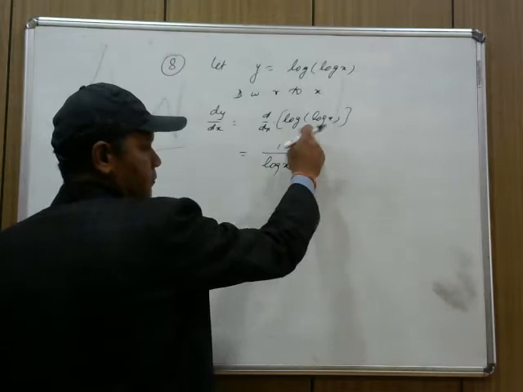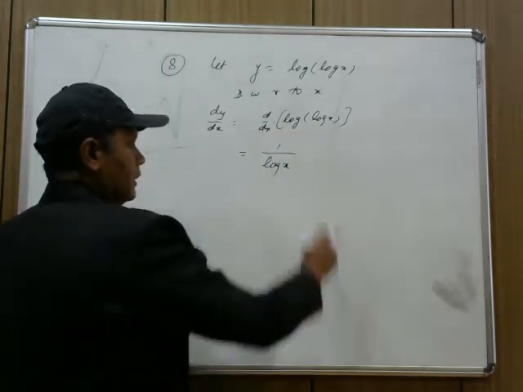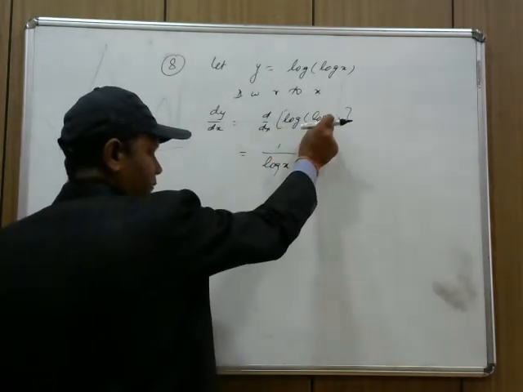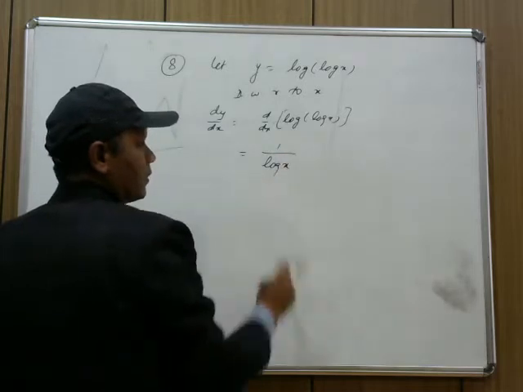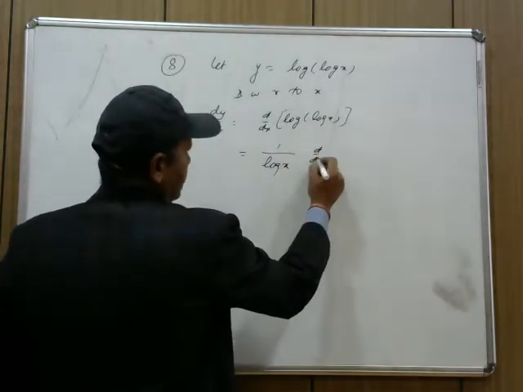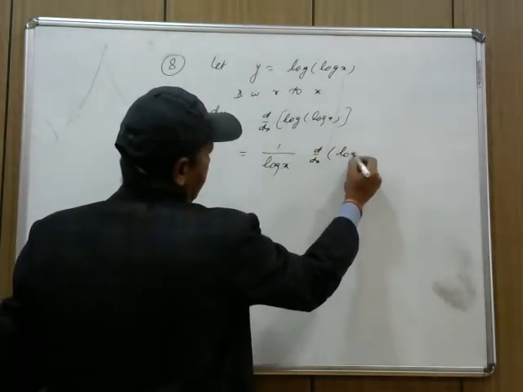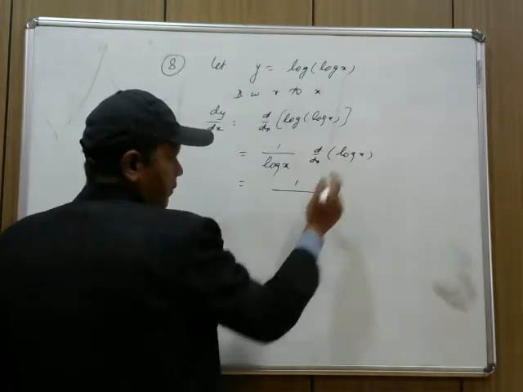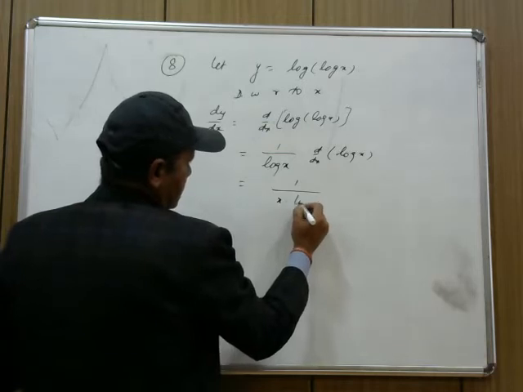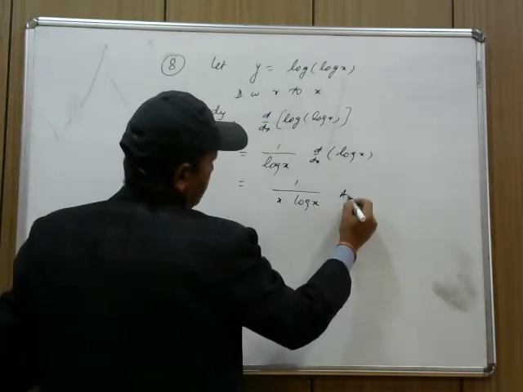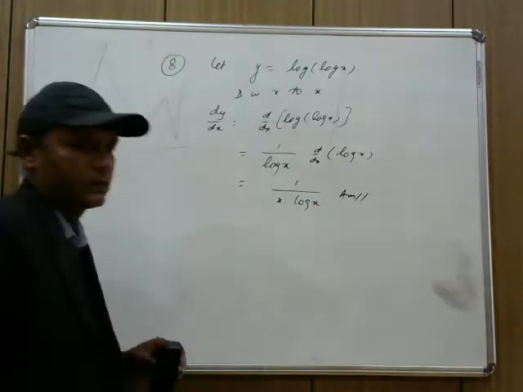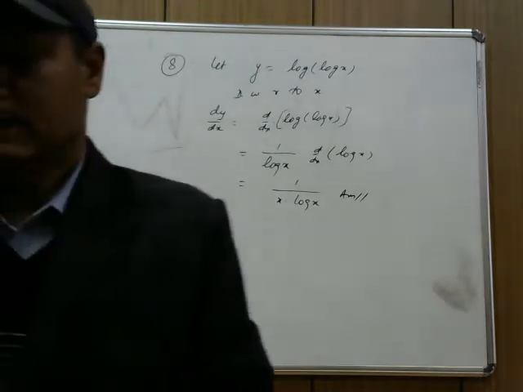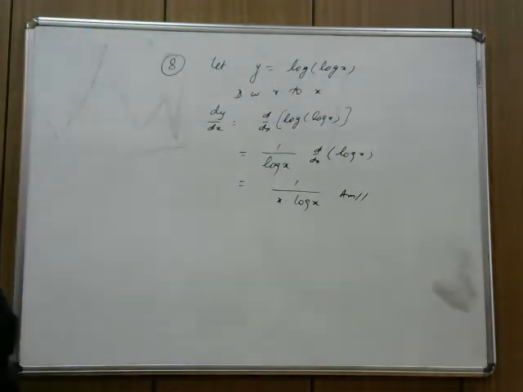Differentiation of log x is 1 upon x. Okay. Here, in place of x we have log x. That's the 1 upon log x into d by dx of log x. And therefore, differentiation of log x is 1 by x. So now I can write 1 by x log x, 1 upon x into log x, right?